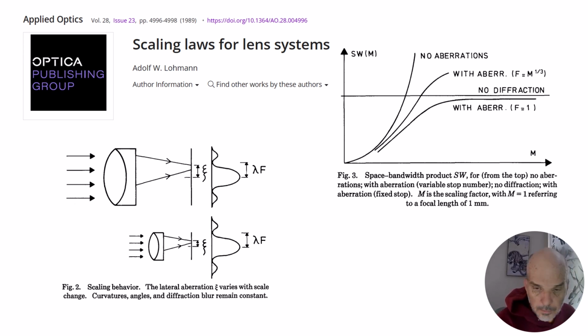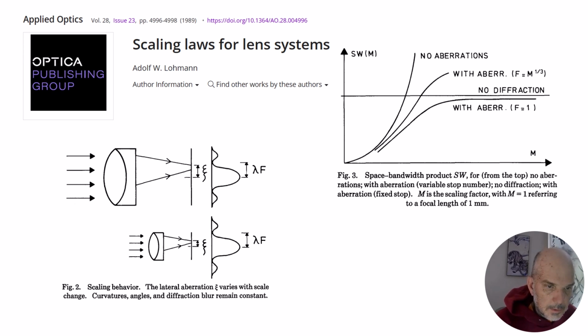This paper from Adolf Lohmann analyzes the scaling properties of lens systems. We first encountered Professor Lohmann's work in our discussion in episode 58, where we talked about the ambiguity function and his work on defocus aberrations. Here's a very insightful paper he wrote shortly after that, where he considered the trade-off between diffractive blur and geometric blur in lens imaging systems, and found that as scale increases, geometric blur tends to dominate.